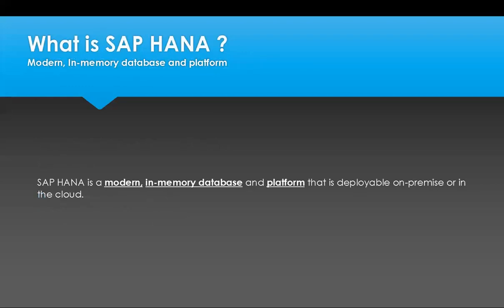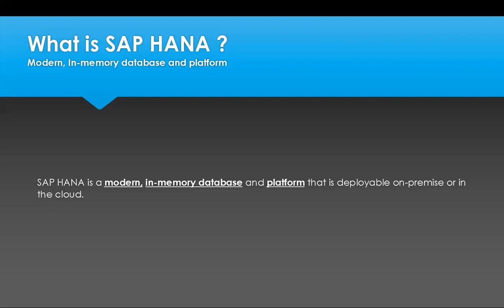HANA stands for High Performance Analytical Appliance. Now, with SAP HANA, massive amounts of data can be managed and analyzed at a very high speed in real time. So, with SAP HANA now, both OLTP and OLAP applications can use the same HANA database. SAP HANA is a modern in-memory database and platform that's deployable on premise or in the cloud.